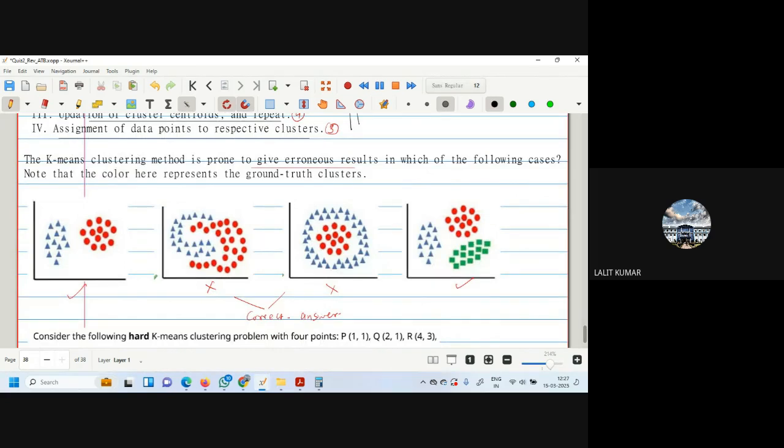Then, the k-means clustering method is prone to give erroneous results. In which of the following cases, where the color represents the ground truth clusters, will it give errors? It will give errors here. It will give errors here, but it will not give errors here because it will make these three clusters. But here again it will give errors. Is this okay?